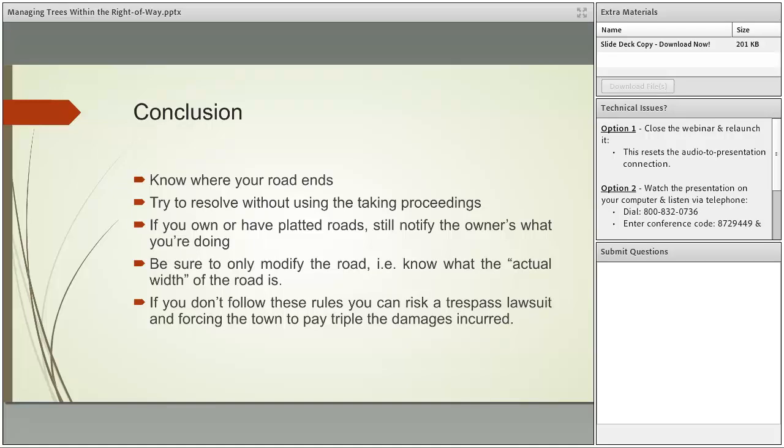The next question is, what is the most common type of road? The most common type of road probably is a use and maintenance road through easement, and then recorded roads and platted roads are fairly similar, and then towns don't tend to own roads outright in fee.